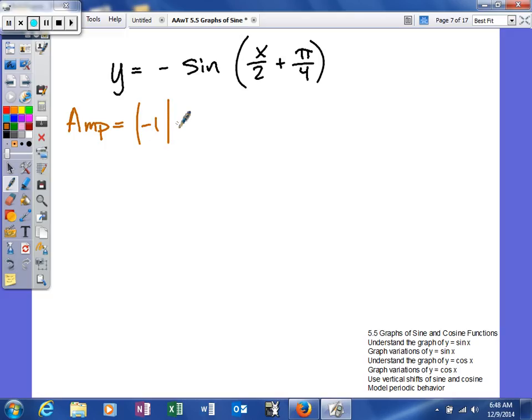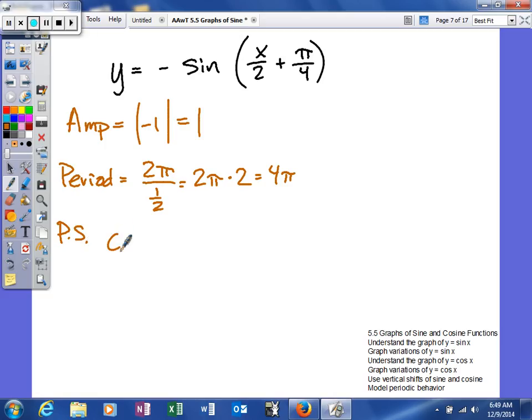To find our amplitude, we're going to take the absolute value of a, which is our leading coefficient, the coefficient of our trig function. To find your period, you take 2 pi and divide it by b. B, like we talked about, is actually going to be 1 half. Well, we don't like to divide by a fraction. What we do instead is multiply by the reciprocal. So we get 4 pi. So basically, this is a horizontal stretch. It's made my graph twice as long as it normally would be. So keep that in mind as we look at our x-axis.